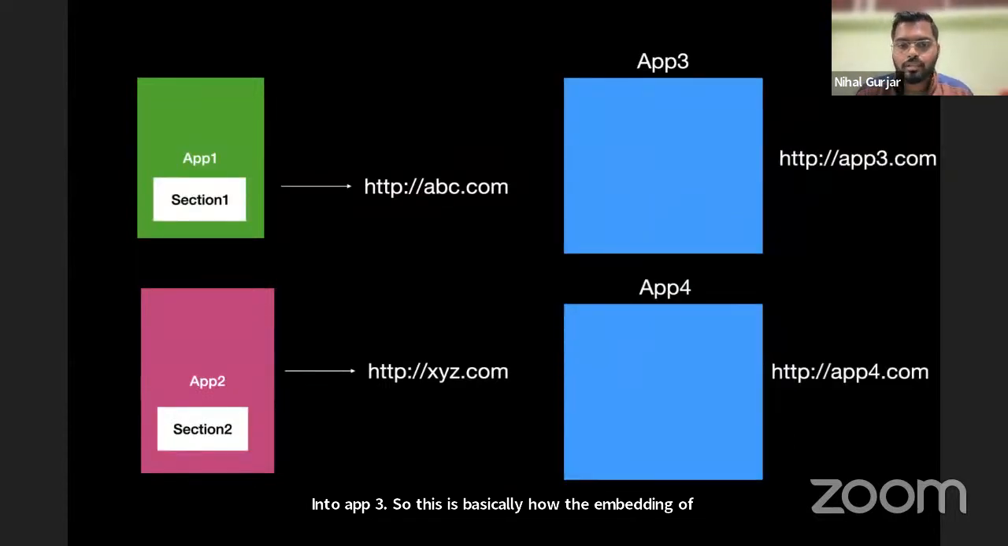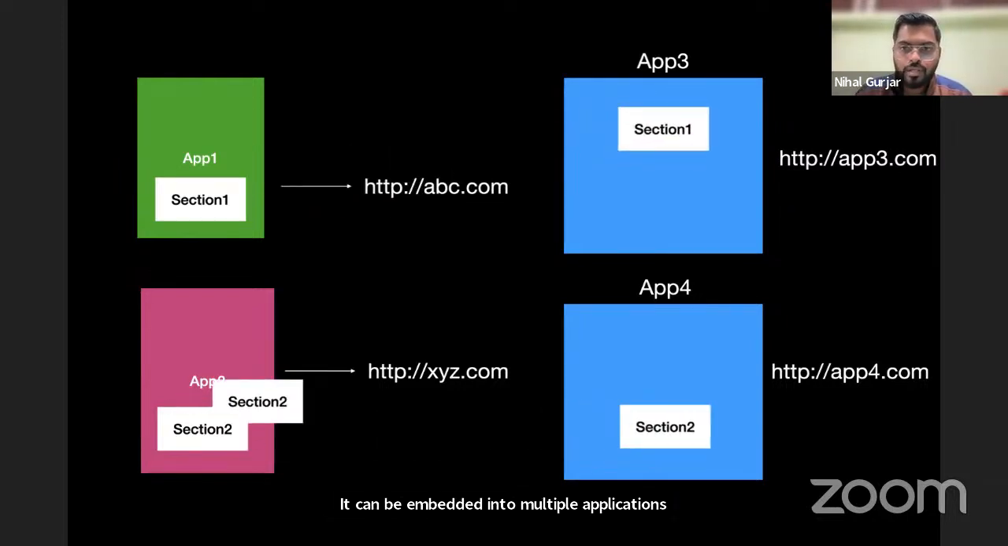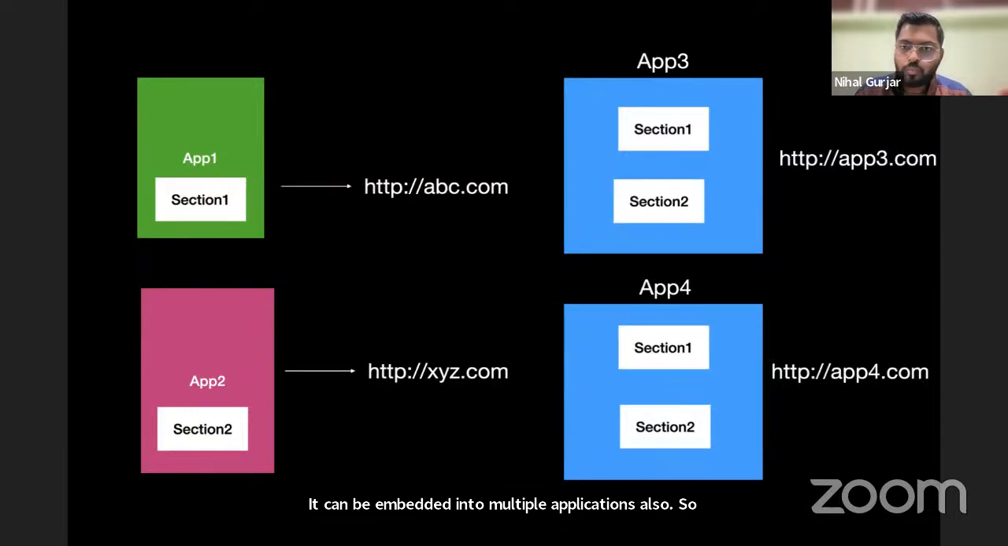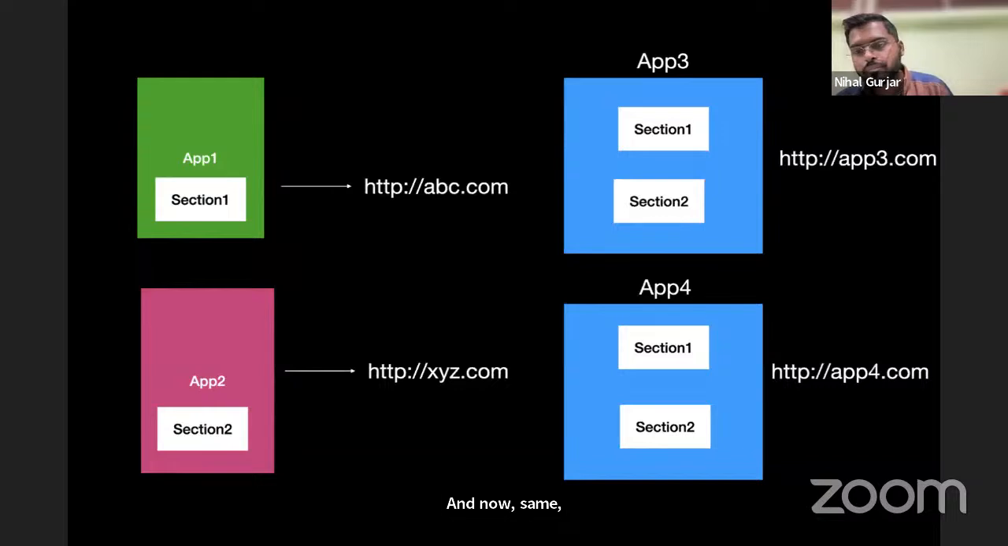Similarly, it's not the case that you can embed it into a single application only. Since this is a reusable kind of architecture, all of these applications are built in a reusable format. They can be embedded into multiple applications also. Section 1 can be embedded into both app 3 and app 4. Similar is the case for section 2 and for the other sections corresponding to all of these applications. They can be embedded into multiple such applications based on the use case.